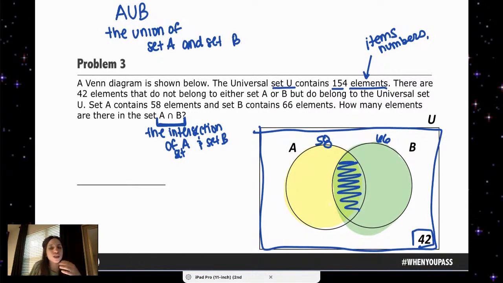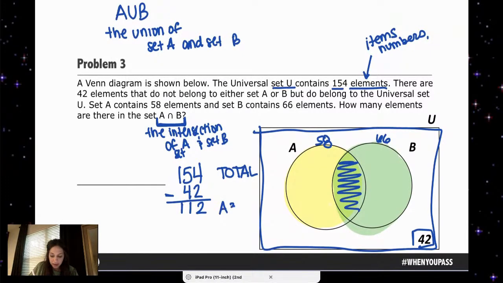So let's actually go to what this question is asking. How many total items are in the box? 154. How many are not in A or B? 42. So I'm going to get rid of those right away. So this is A and B. Or if we wanted to write it mathy, that is the union of A and B. But we want to know the intersection.